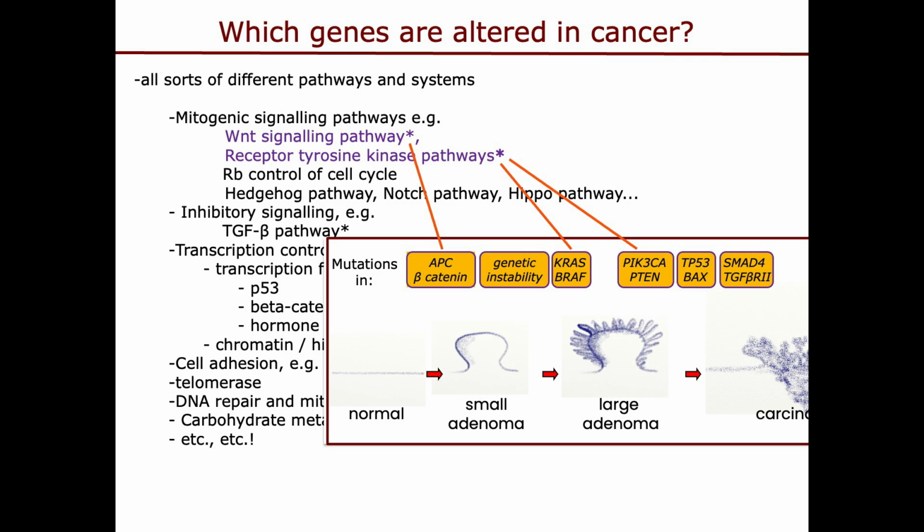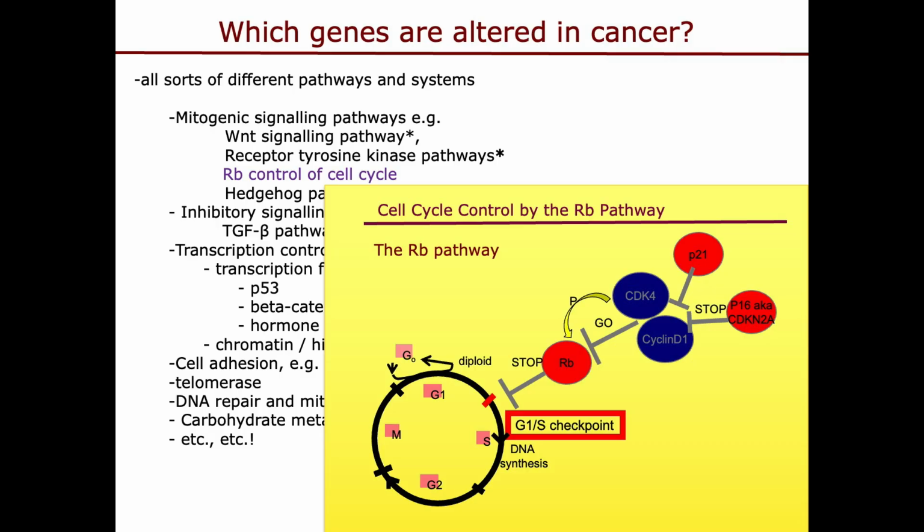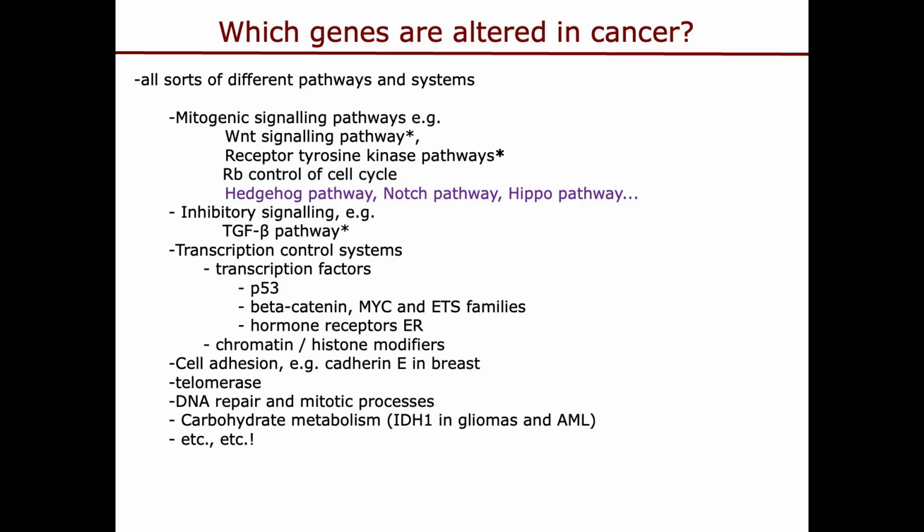We also have the control of the cell cycle by the retinoblastoma protein RB, which I've also shown you in a previous video. And then we have a whole series of other mutations in pathways like the hedgehog pathway, the notch pathway, the hippo pathway. These are signaling pathways which control cell behavior, and their names sound a bit odd, but they're derived from mutations that were originally discovered in fruit flies in Drosophila, where they tend to give their gene names somewhat exotic names like hippo and hedgehog.